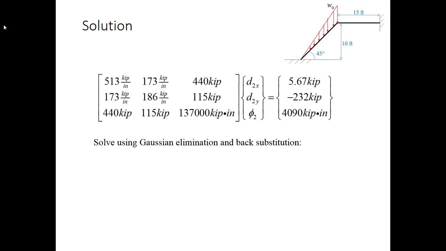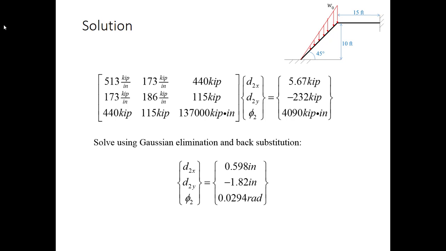If you use Gaussian elimination and back substitution, you quickly find the unknown degrees of freedom are d2x equal to 0.598 inches, d2y equal to negative 1.82 inches, and phi, the slope change at node 2, is 0.0294 radians. So I get a large amount of deflection downward and a smaller amount positive to the right. Let's now move on into the post-processing.